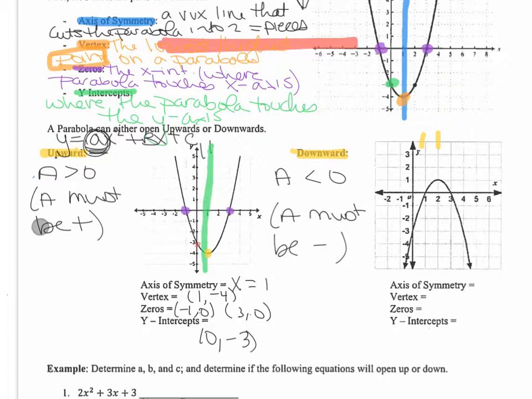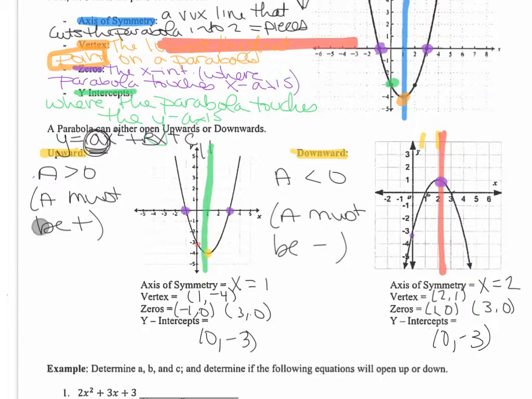So if I do axis of symmetry, it cuts it perfectly down the middle. So what's that going to be? X equals 2. All right, how about my vertex? Where's my vertex? My vertex is here, which is (2, 1). My zeros, here and here, so that's (1, 0) and (3, 0). And my y-intercept is where my parabola touches the y-axis, right there, which is (0, -3).